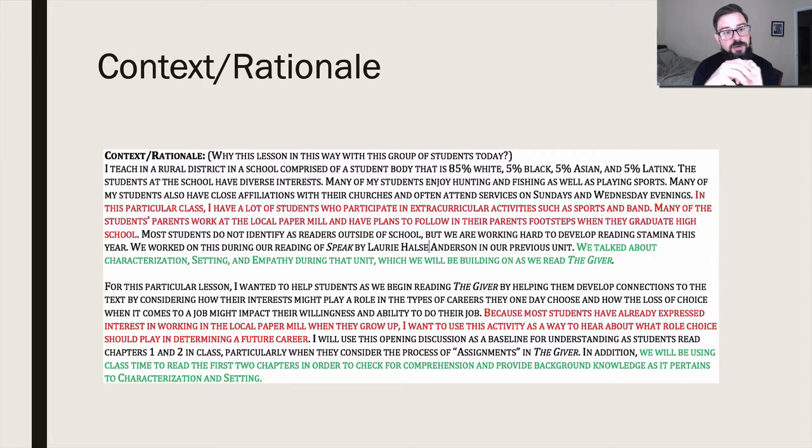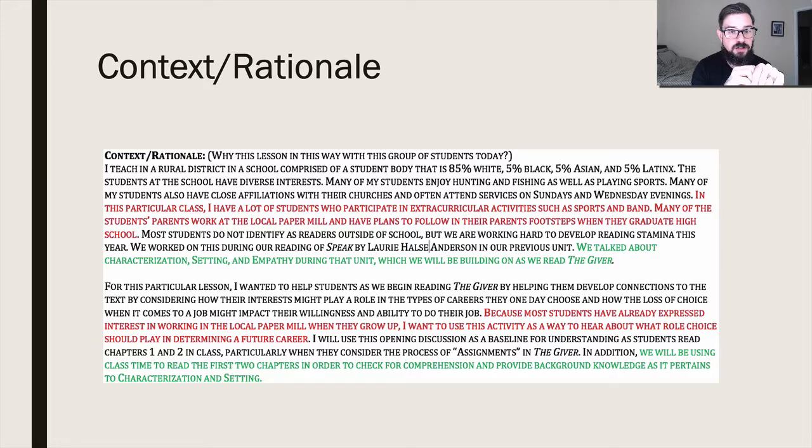But as we go on, it says, most students do not identify as readers outside of school, but we are working hard to develop reading stamina this year. So again, I'm not focusing on the deficits that these students just don't read very much. It's a way of saying, right now, perhaps their reading stamina isn't where I was hoping it would be, but that is something that we are working on this entire school year. So I try not to situate it in a deficit mindset. It is something that we are developing and helping them work on this year.